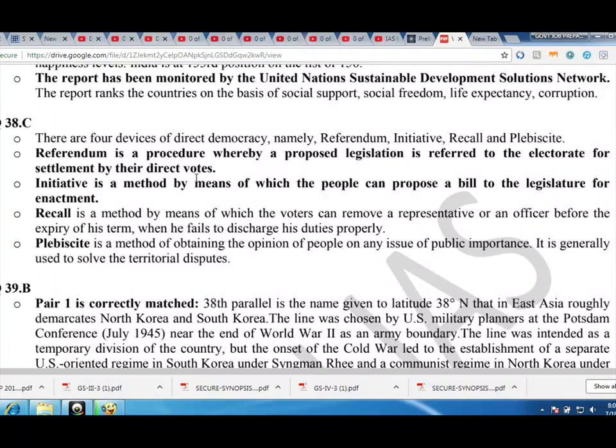A recall is a method by means of which the voters can remove a representative or an officer before the expiry of his term, when he fails to discharge his duties properly. A plebiscite is a method of obtaining the opinion of people on any issue of public importance. It is generally used to solve the territorial disputes.